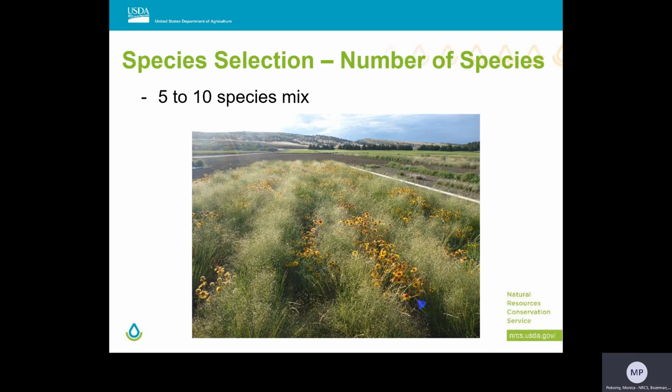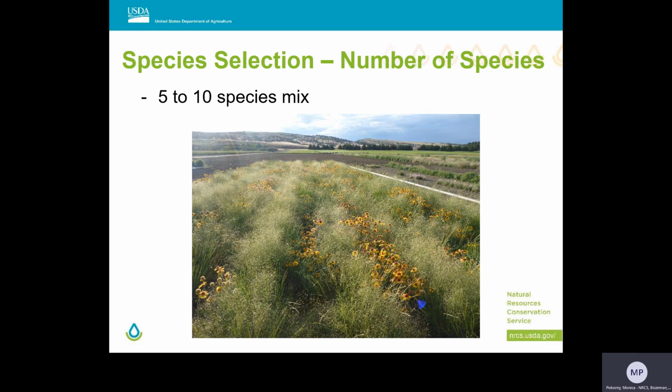So how diverse is diverse? I've seen a lot of seed mixes be developed where you have 20 different species in the seed mix. But some of the research and monitoring has shown that when you plant more species in a mix, you tend to only get about 5 to 9 species that usually establish.